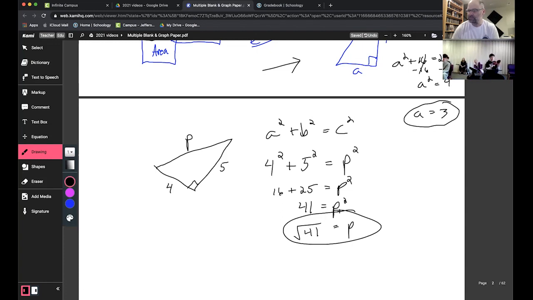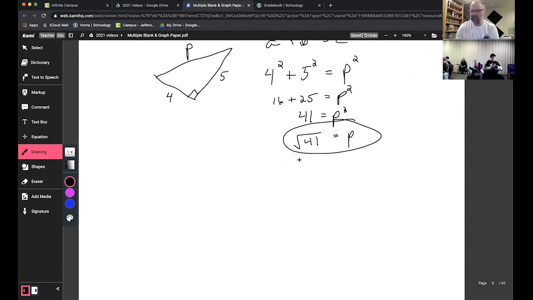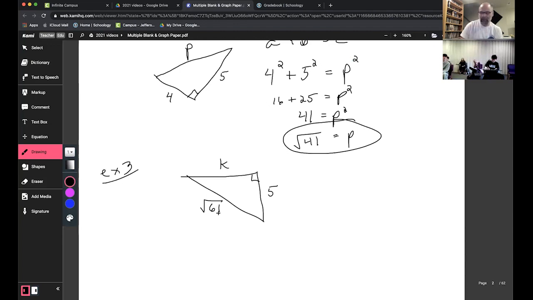Okay, all right, let's try another one. Let's say my side lengths are a little bit trickier here. Here's my right triangle. I'm going to solve for K, and this is my hypotenuse. See if you can find K.